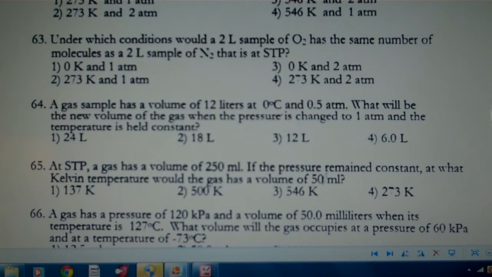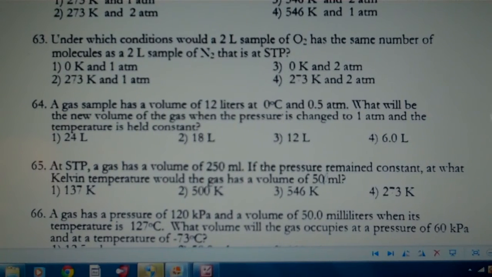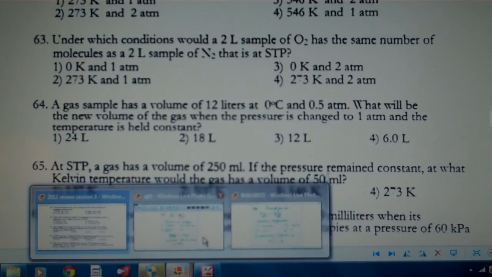In question number 64, we're looking at a gas sample that has certain conditions of volume, temperature, and pressure. You have 12 liters at 0 degrees Celsius and 0.5 atmospheres. You're trying to find the new volume, so you're trying to find V2. The pressure is now 1 atmosphere, but the temperature is held constant. And we said when you have the temperature constant, you can actually remove it from the equation. So let's take a look at what that looks like.